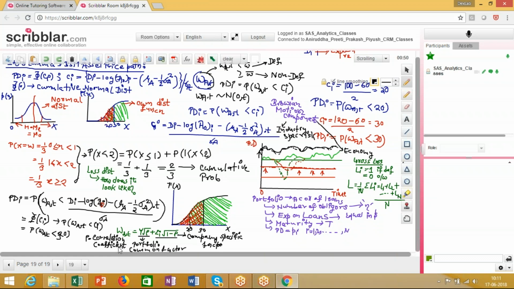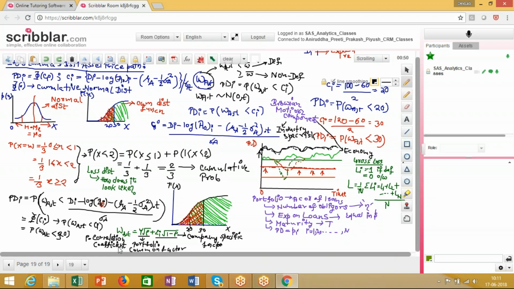So is the construction of the Wiener process clear to us? The Wiener process comprises two factors. One is a portfolio common factor, and the other is the company specific factor. And rho shows the correlation of a firm with each of these respective factors. So rho is the correlation of an obligor with the portfolio common factor, and 1 minus rho is the correlation of the obligor with the company specific factor.